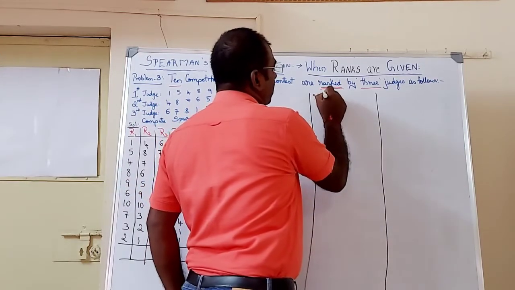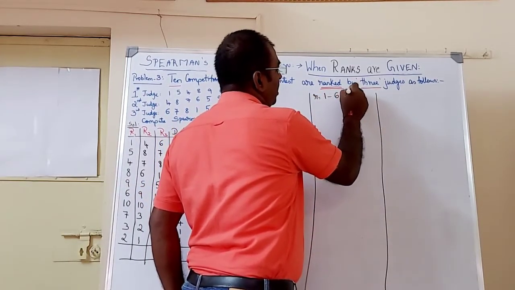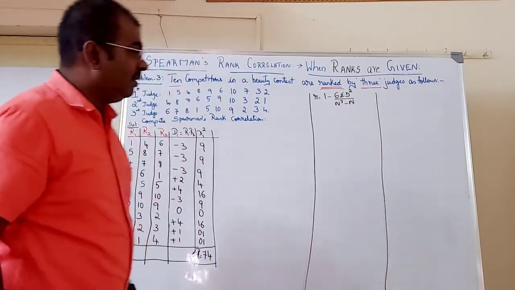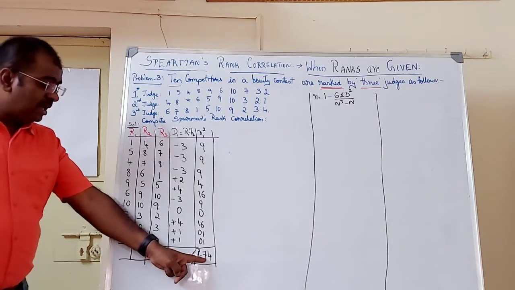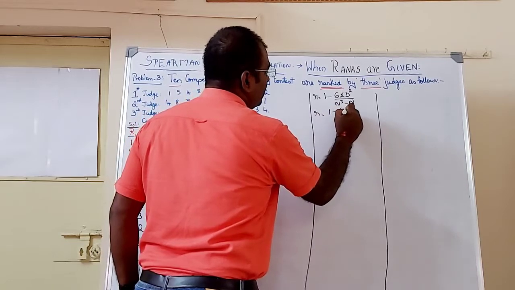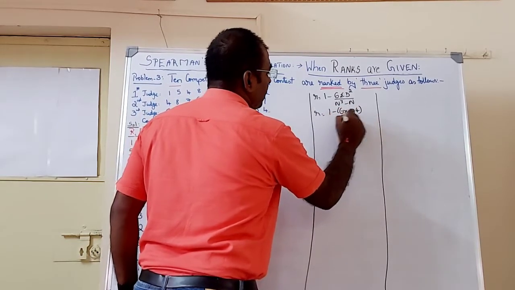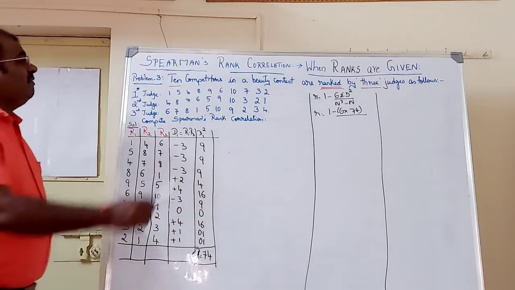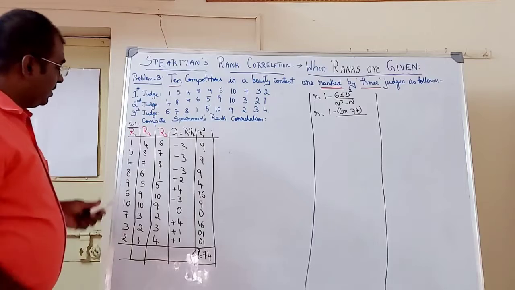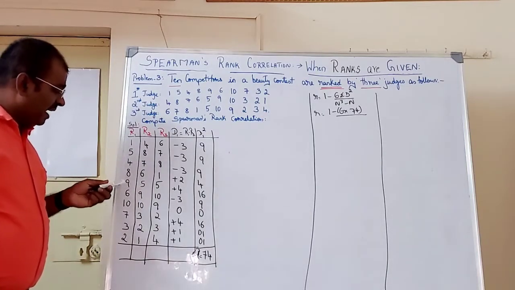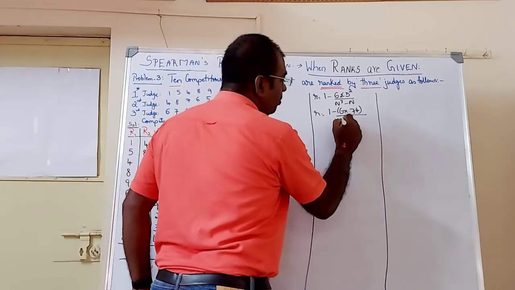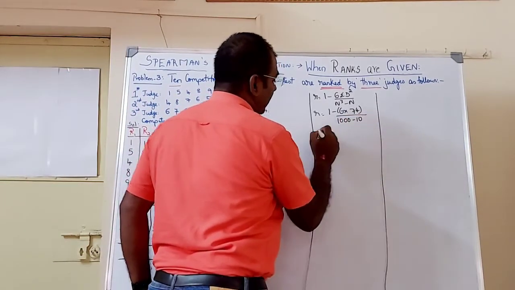The correlation is equal to 1 minus 6 sigma d square divided by n cube minus n. So we know that sigma d square is 74. Therefore, r is equal to 1 minus 6 into 74 divided by n cube minus n. We have a total of 10 contestants. Therefore, the value of n would be 10. Let us recheck: 1, 2, 3, 4, 5, 6, 7, 8, 9, 10. So n cube is 10 cube, which is 1000, minus 10.